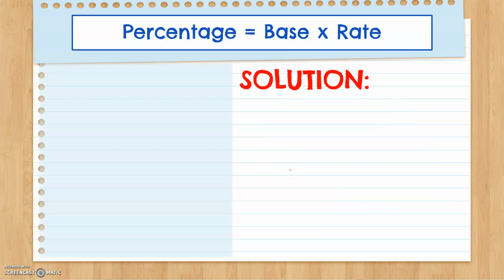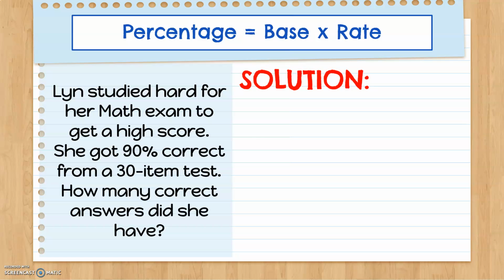Now let's go back to our problem. Again, we need to find 90% of 30, for us to know the percentage or the number of correct answers that she has. For us to do that, this is the formula that we'll use. Percentage is equal to base times rate. So let's solve. Our base is 30 and our rate is 90%. In this case, we cannot multiply 30 and 90% because of the percent symbol.